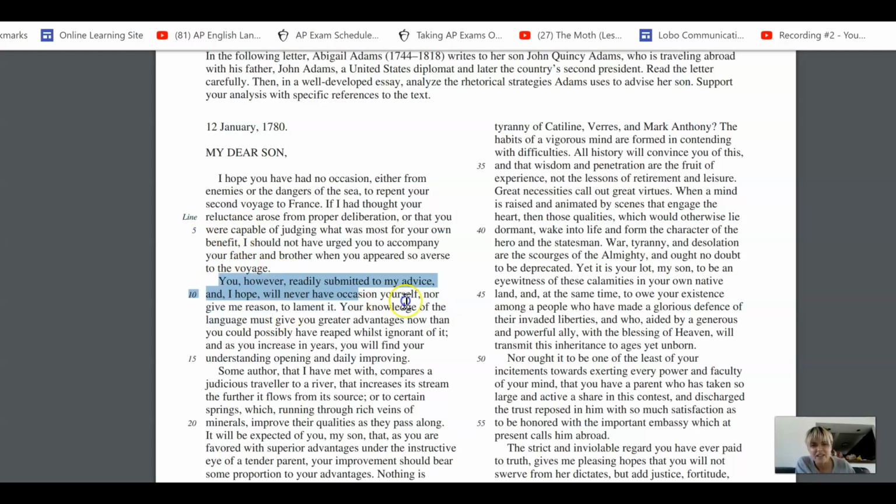You, however, readily submitted to my advice, and I hope will never have occasion yourself, nor give me reason to lament it.